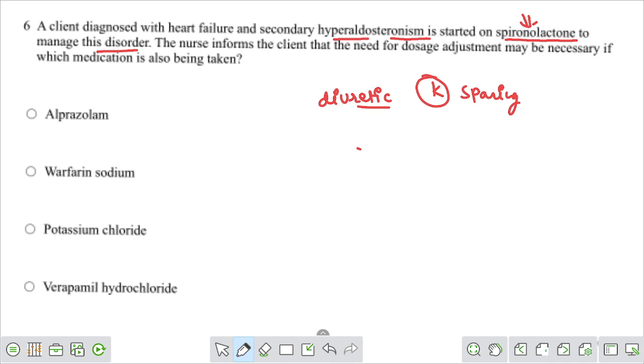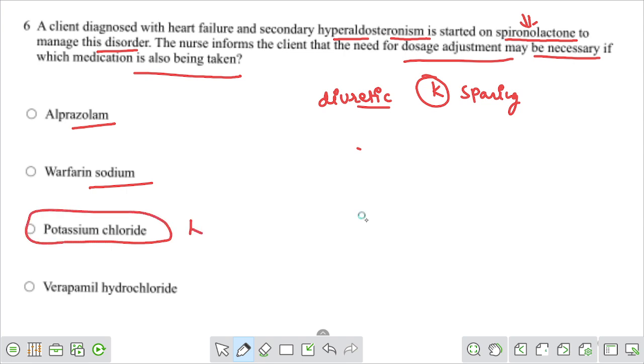The nurse informed the client that the need for dosage adjustment may be necessary if this medication is also being taken: alprazolam, warfarin sodium, potassium chloride. If the patient has already taken potassium chloride, there is a chance that the patient may suffer from potassium toxicity, because spironolactone also spares potassium and the patient already takes potassium chloride. So more potassium may accumulate in your body and the patient suffers from potassium toxicity. So a dose adjustment is required in this condition.